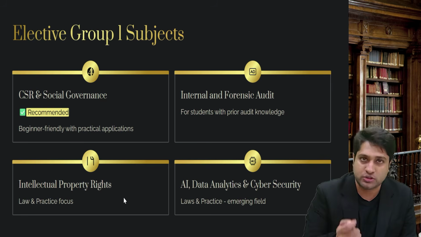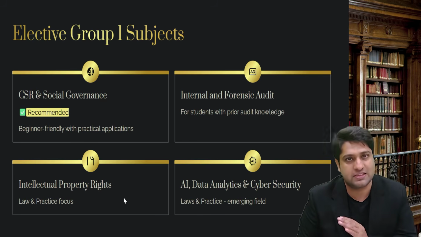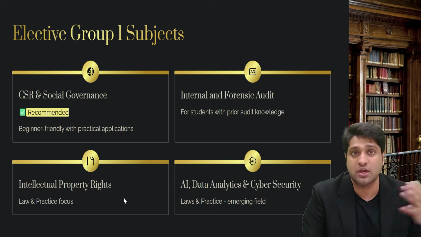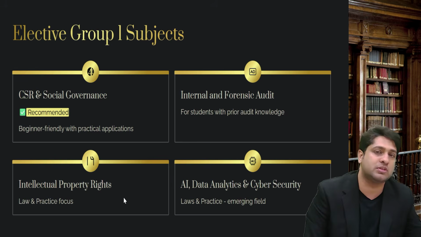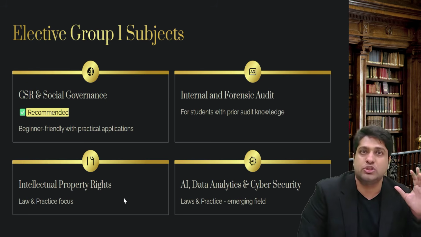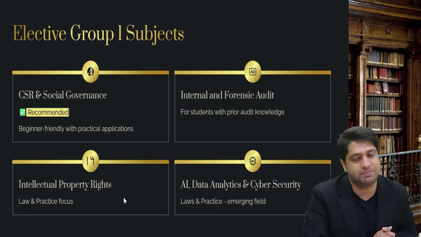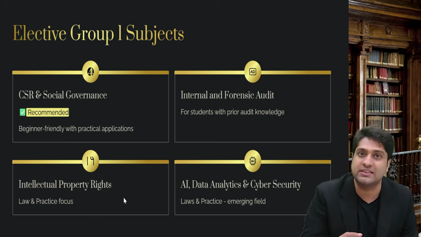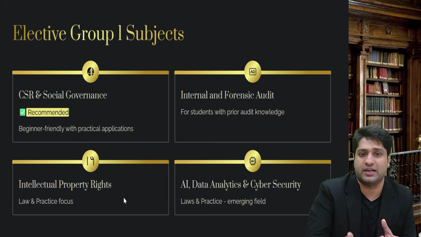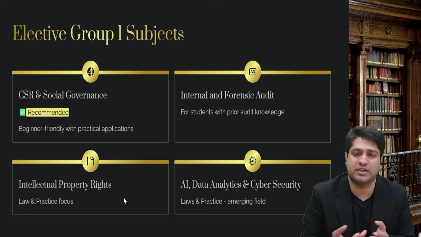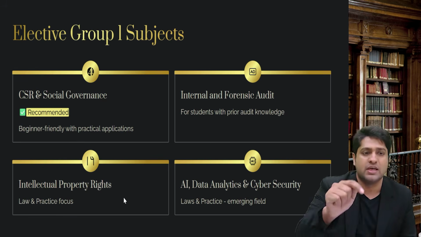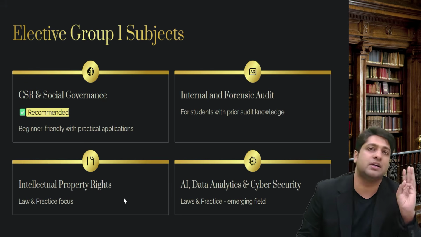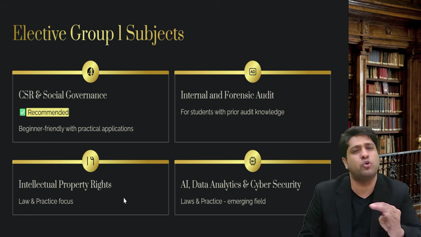Still, students can choose IPR, Intellectual Property Rights. This is if you are doing LLB, and in LLB you have a mastery subject that you can choose. I have also done my LLB and I had chosen my mastery subject as IPR. So there I already studied all the acts in depth, then I can go for IPR as well. Then the other subjects, forensic audit is about fraud and fraud detection. So if you have knowledge about that, you can go, and then data analytics. So the order of preference is CSR, second is IPR, third is forensic audit, and fourth is data analytics.